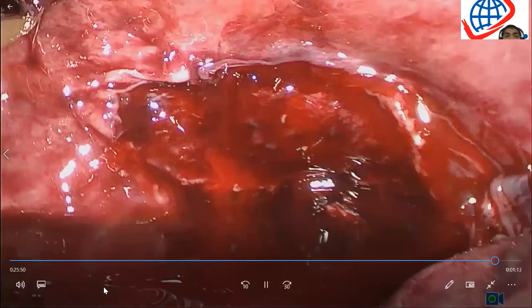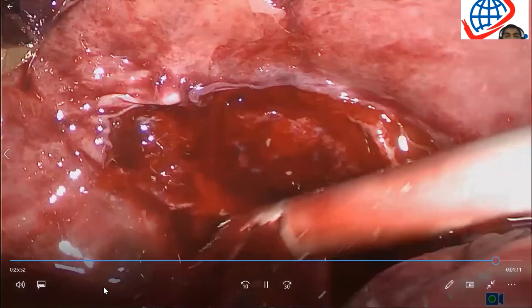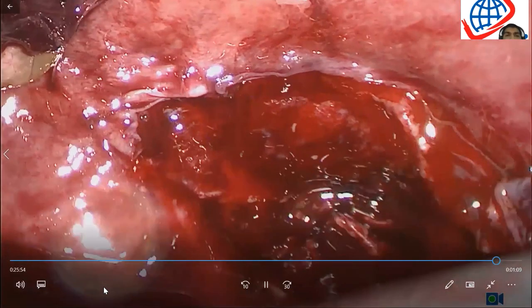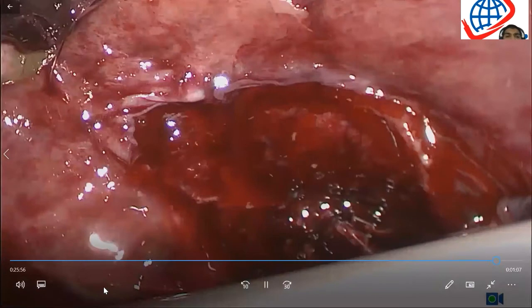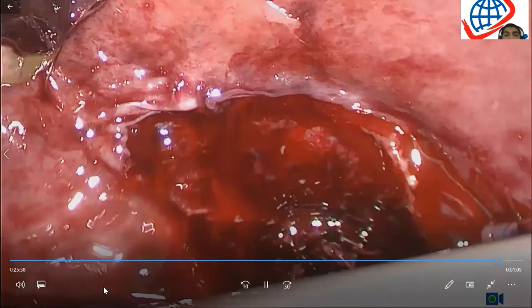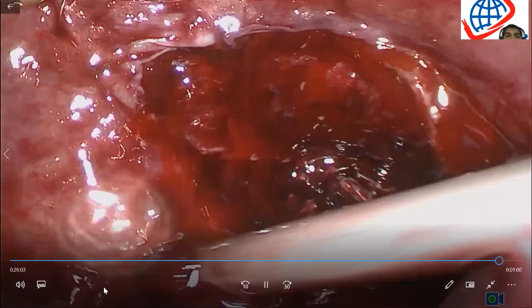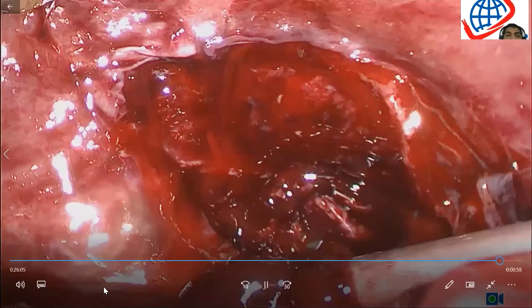So you can see everything is dissected here. This is just a little bit oozy from the gallbladder bed. But in a patient with the normal coagulation status, this should heal quite nicely. Nothing squirting here in terms of bleeding.